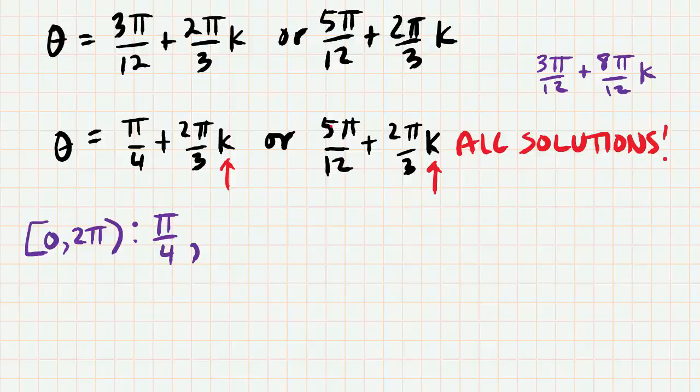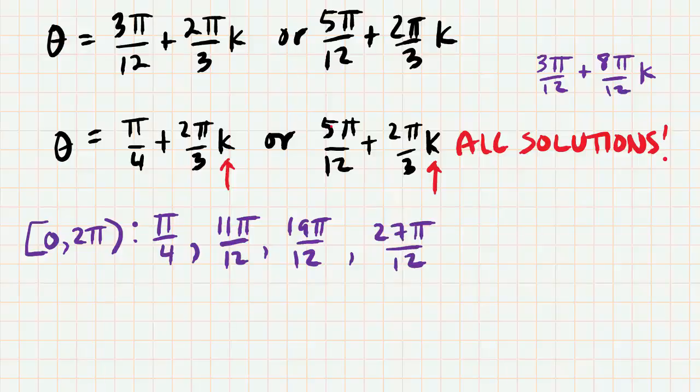All right, so I'm going to be adding 8 pi over 12. That gives 11 pi over 12. And then I want to add 8 pi over 12 again. That gives 19 pi over 12. If I were to add 8 pi over 12 again, that would give us 27 pi over 12. But that's more than 2 pi. 27 divided by 12 is more than 2, so I've gone too far. So I don't need that one.